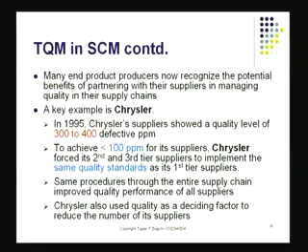How would they improve it? They went after their first tier suppliers. Remember the supply chain has many tiers of suppliers. You've got your factory, then you've got tier 1 supplier, then tier 2 supplier, then tier 3 suppliers, and so on and so forth. Ultimately, of course, you've got the raw material supplier.